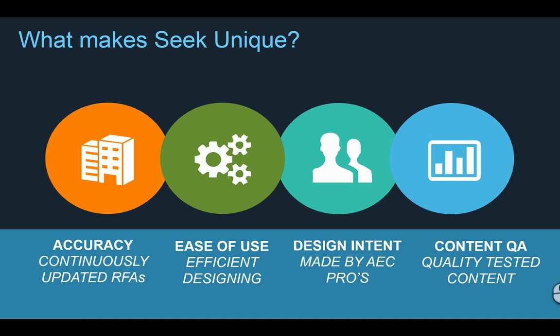So in summary of Autodesk Seek, I'd like to touch on what makes Seek unique for our users. There's 4 main points. The first is accuracy. Autodesk Seek is continuously working with our manufacturers to ensure that their content is up to date and representative of the product specs that are currently in production today at the manufacturer location.